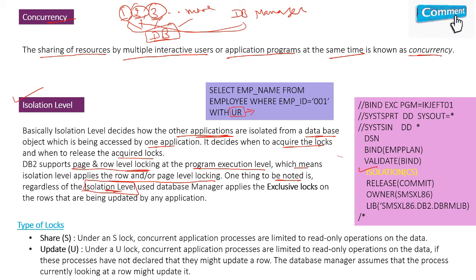One thing to be noted is that regardless of the isolation level, even if you have not specified an isolation level, the database manager applies an exclusive lock on the rows that are being updated by an application.